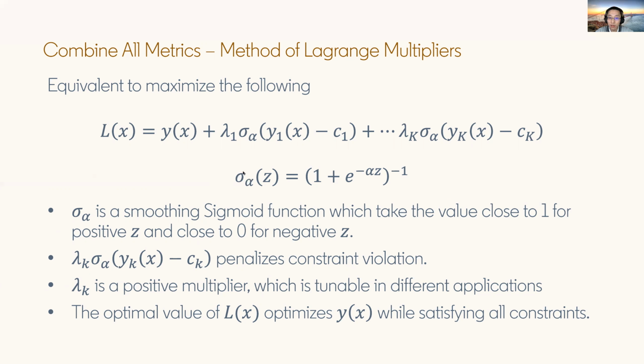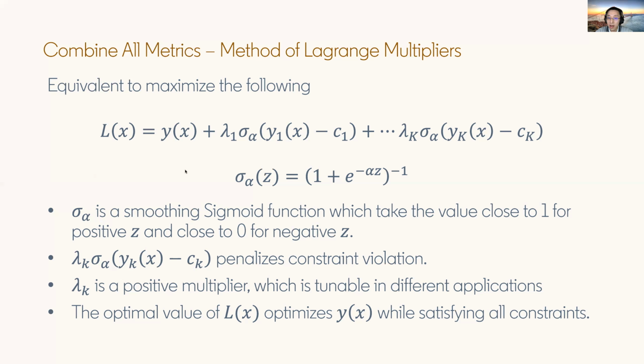If we look at the form of the function, we can see that if the constraint is satisfied, which means Y1 of X is larger than C1, the whole term is close to lambda 1. If Y1 of X is smaller than C1, the whole term is close to 0, which means this kind of function can help us identify how many constraints are satisfied and how many constraints are violated. In real applications, we choose a large lambda_k to guarantee that all constraints are satisfied. We can also tune lambda_k to adjust the strictness of the constraints.